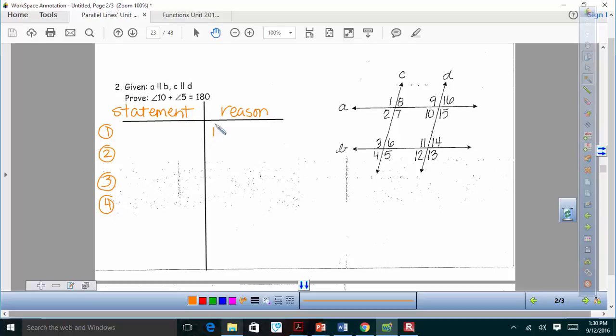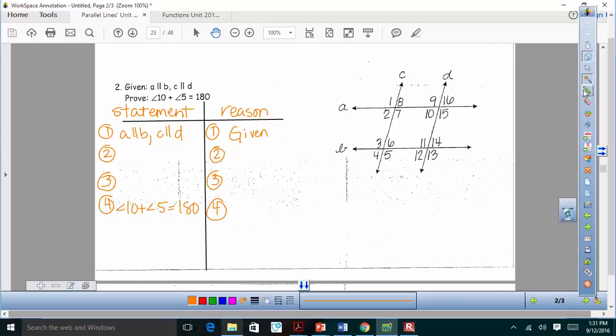So we're going to label 1, 2, 3, and 4 in both columns. Okay, what is the first thing that I want to go ahead and write in here? The given. So we're going to write A is parallel to B and C is parallel to D. And we know that because it's given. And then what do we want to write here under our fourth statement? The prove. So we're going to write angle 10 plus angle 5 equals 180.